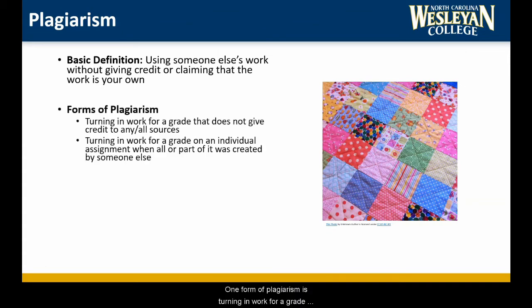One form of plagiarism is turning in work for a grade that does not give credit to any and all outside sources used. For example, you use information from a source but do not put direct quotes and quotation marks or indicate where you paraphrase their ideas. Another form is turning in work for a grade on an individual assignment when all or part of it was created by someone else. For example, you work together with a friend or a classmate on a paper that you were supposed to do on your own.